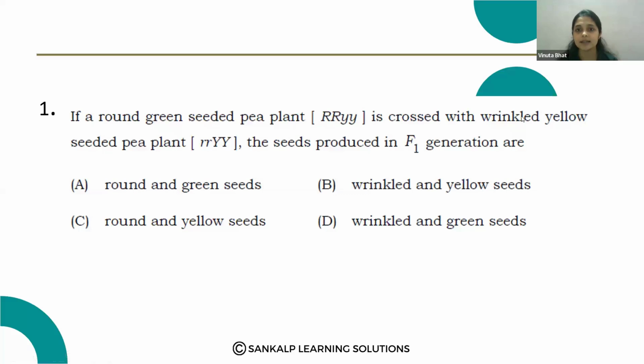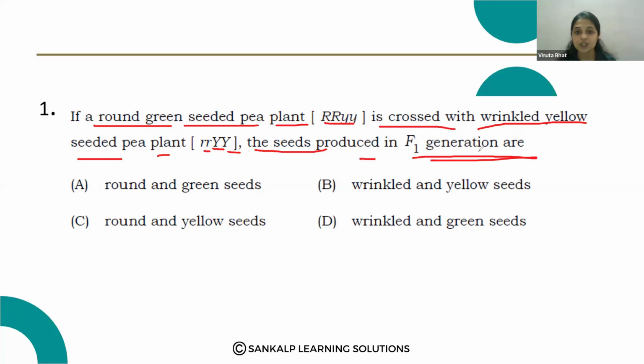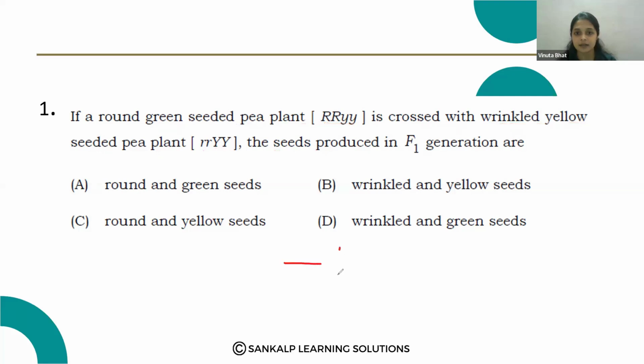If a round green seeded pea plant, that is capital R capital R small y small y, is crossed with a wrinkled yellow seeded pea plant, small r small r capital Y capital Y, the seeds produced in the F1 generation are. Yes, here capital R capital R small y small y crossed with small r small r capital Y capital Y. Okay.